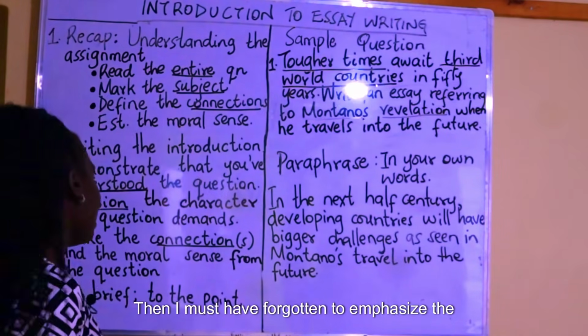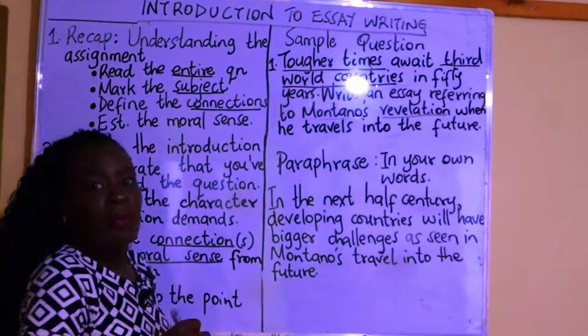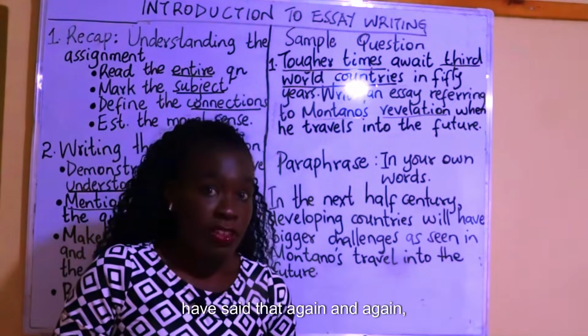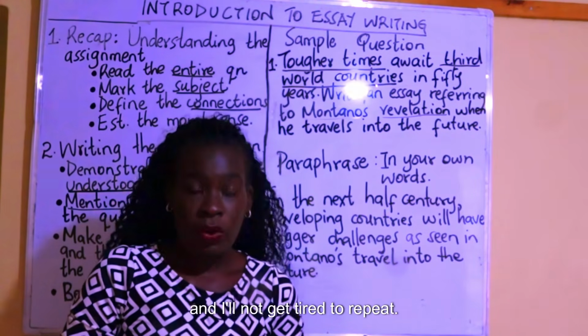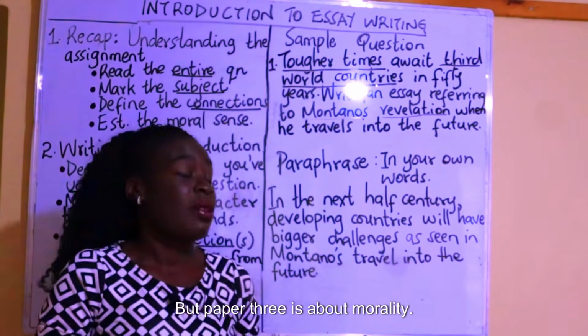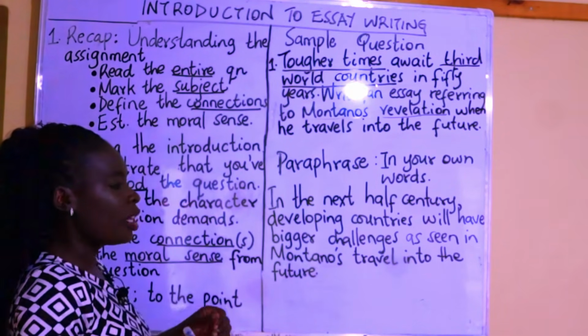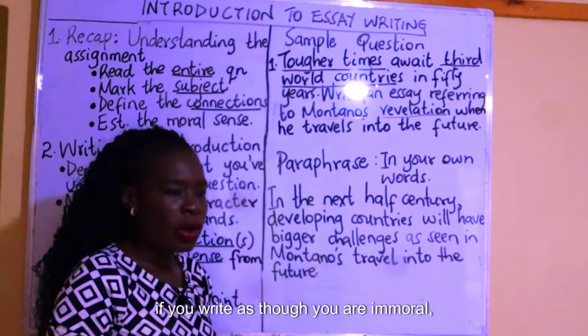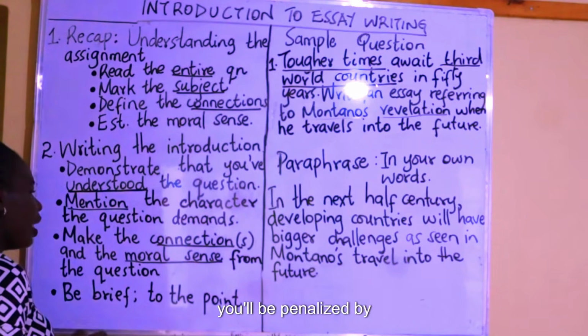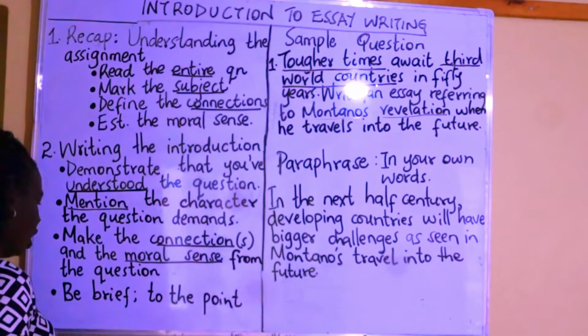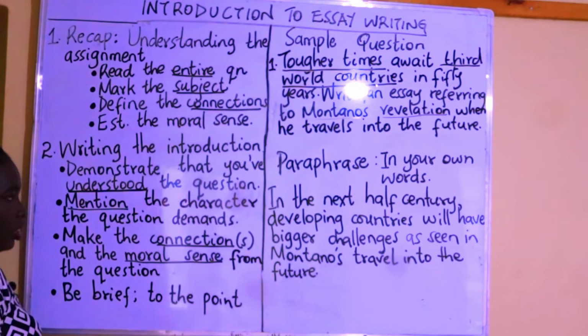Then I must have forgotten to emphasize the moral sense. Paper 3 is about morality. I have said that again and again, and I'll not get tired to repeat that, paper 3 is about morality. If you write as though you are immoral, you'll be penalized by an automatic deduction. Then be brief to the point.